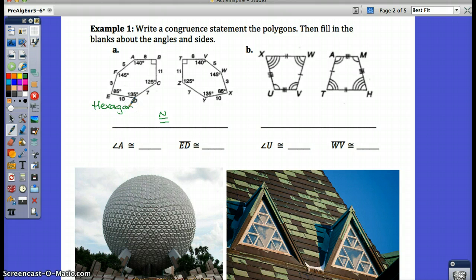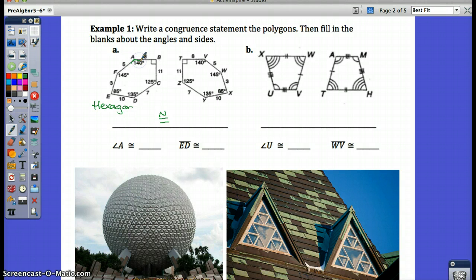So let's pick a point to start at and name it, okay? I would pick an angle that looks familiar to you, or if the vertices are in alphabetical order, pick an order that's alphabetical. In this first one, I would start with A because I noticed that there's A, B, C, D, E, F. So that's just what I'm going to do.